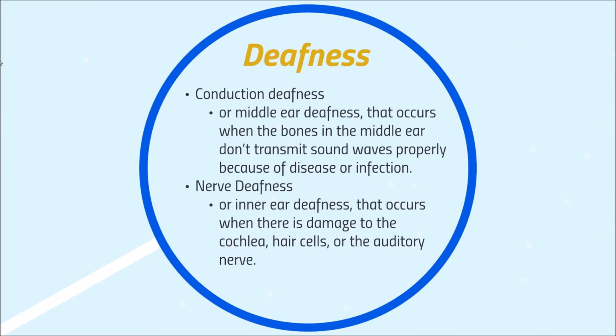With hearing, we also have deafness, beginning with conduction deafness, also known as middle ear deafness. This occurs when the bones in the middle ear don't transmit sound waves properly because of disease or infection. Nerve deafness is also known as inner ear deafness. This occurs when there is damage to the cochlea, hair cells, or the auditory nerve.